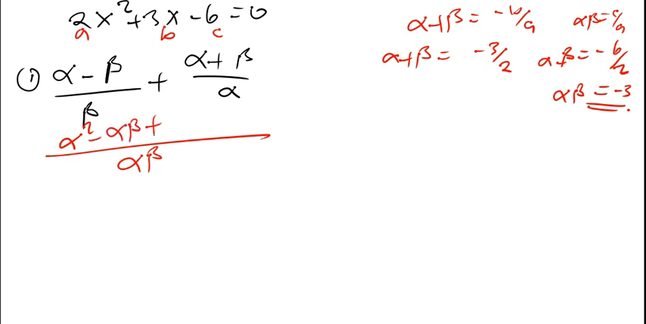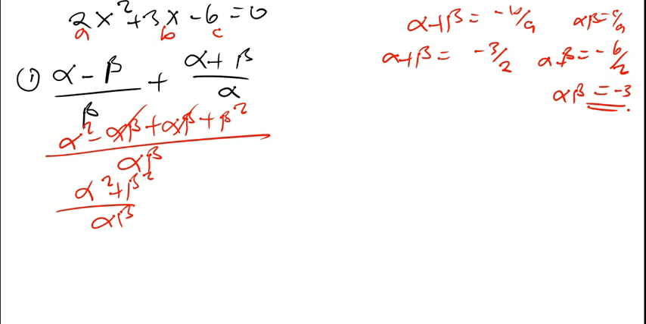Plus alpha into alpha beta, alpha and alpha will cancel. Then I'll have alpha beta times alpha is alpha beta plus beta times beta, which is beta squared. These two will give me 0. I'll end up having alpha squared plus beta squared divided by alpha times beta.